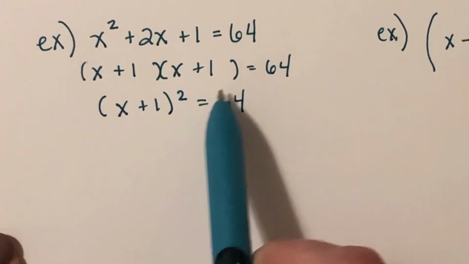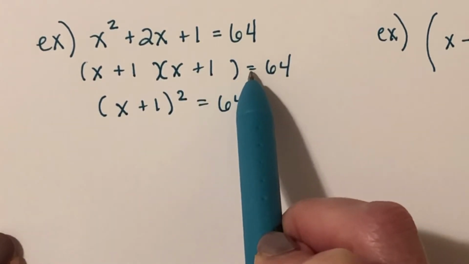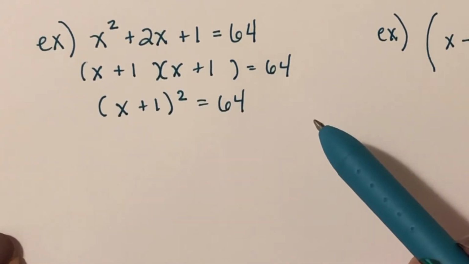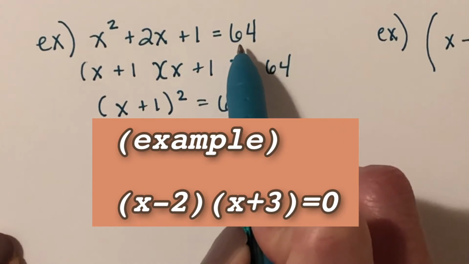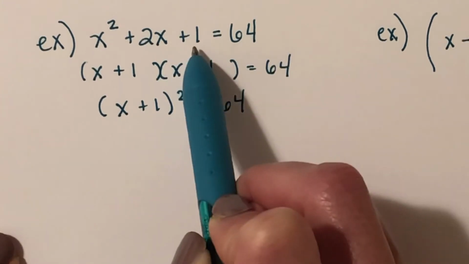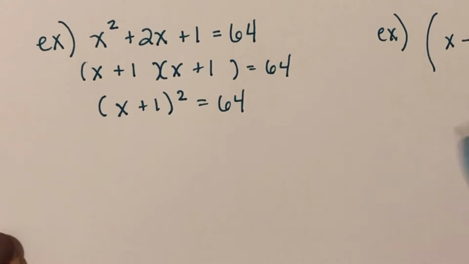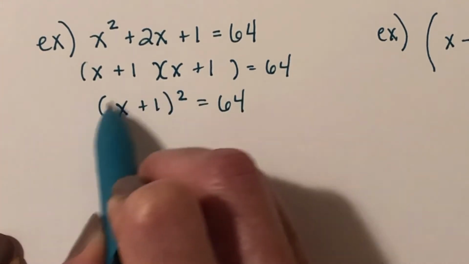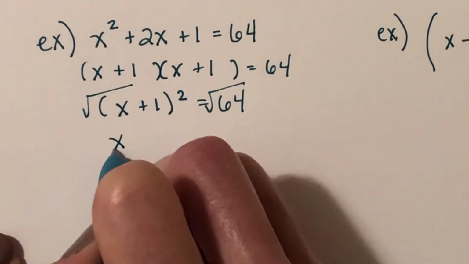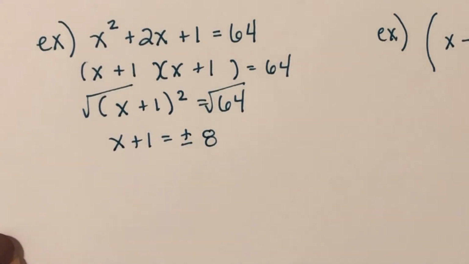The reason I'm doing it this way instead of setting these factors equal to 0 is because I don't have it equal to 0, so I can't set each of these equal to 0 like I could with other problems. And if I were to subtract 64 from both sides to set this side equal to 0, it would not factor out nicely at all. So this is a nice simple method to solve this. Now that I have a perfect square equaling a number, I'm going to take the square root of both sides. I get x plus 1 equals positive and negative 8.